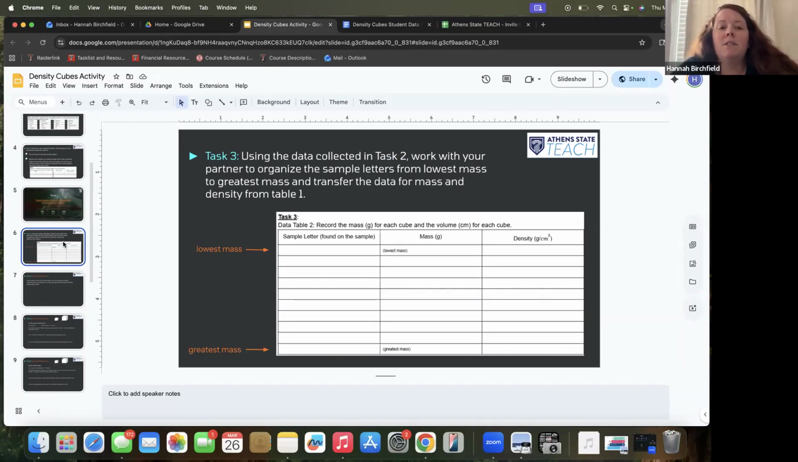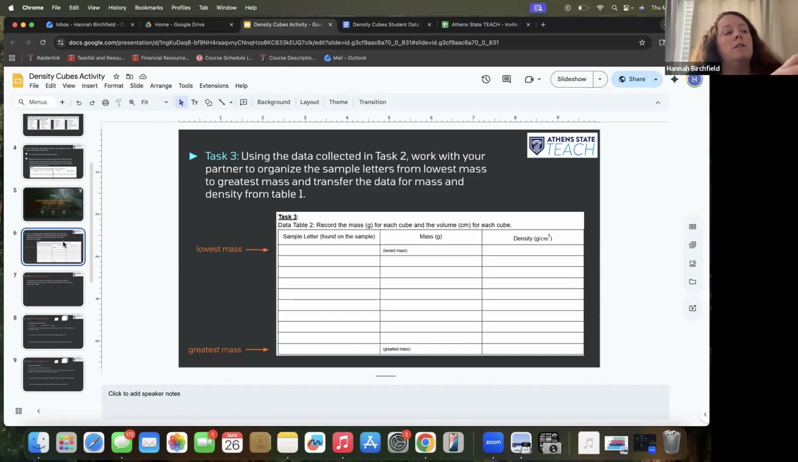All right, task three. It says, using the data collected in task two, work with your partner to organize the sample letters from lowest mass to greatest mass. Transfer the data from density from table one. And so again, I would say point at what table we're writing this on. And so they're pointing at this table.